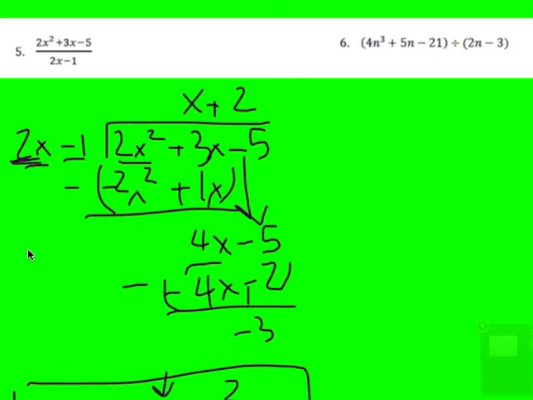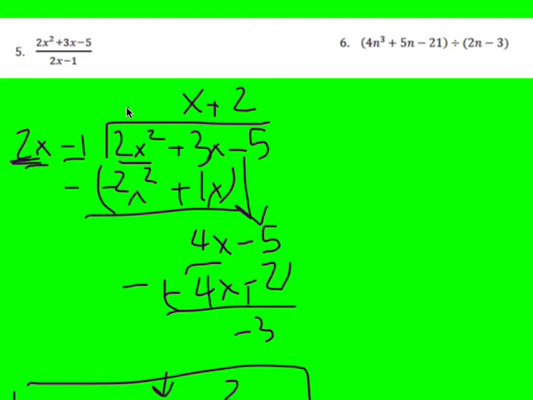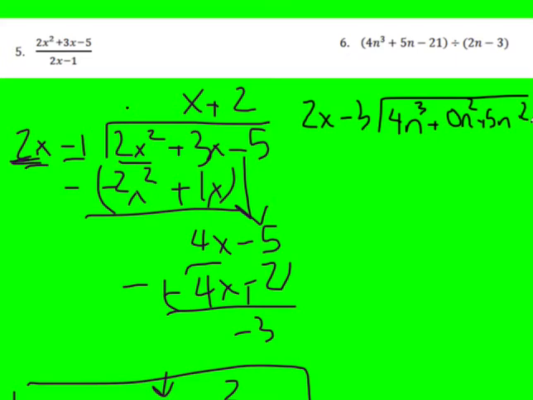So let's take a look now at number 6 and getting that all set up. So for number 6, we're going to have 2x minus 3 on the outside, then on the inside 4n cubed. Now notice that it skips n squared. So I'm going to put in 0n squared as a placeholder. Plus 5n minus 21. Okay, so if it ever skips a number, you need to put in 0 of that place.